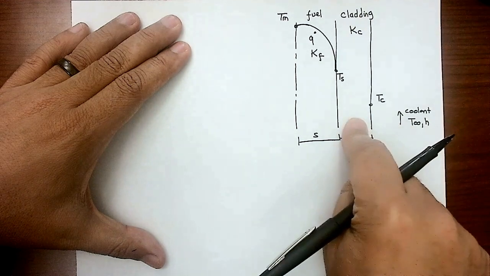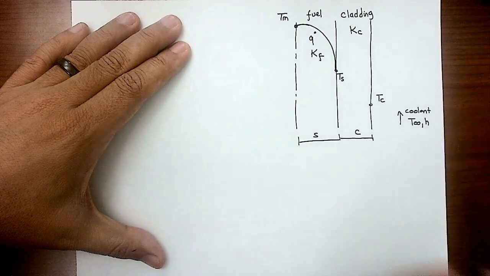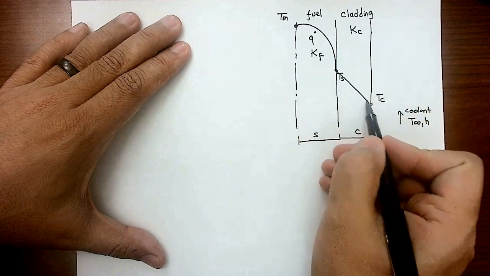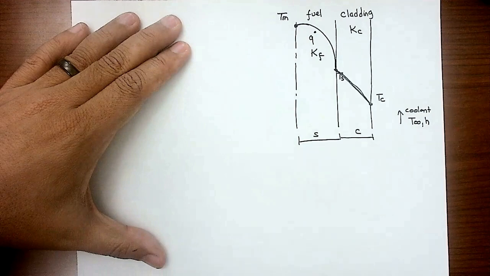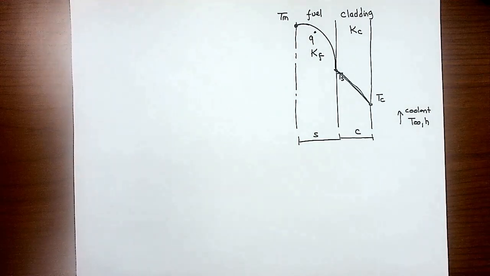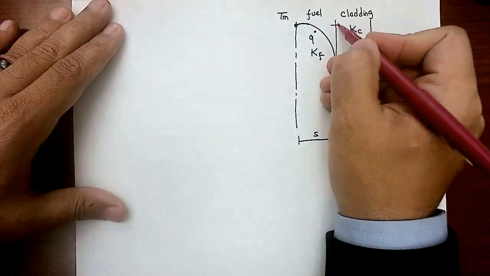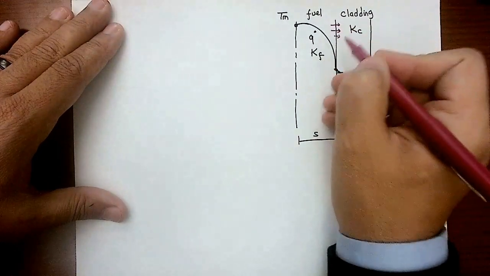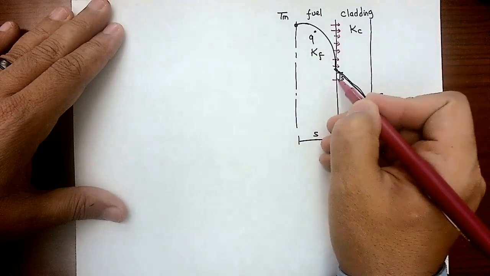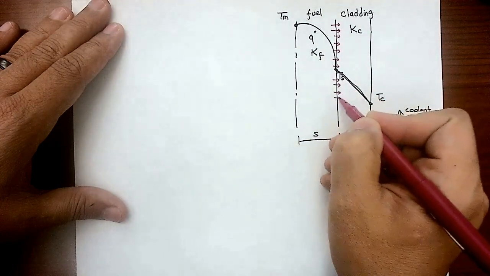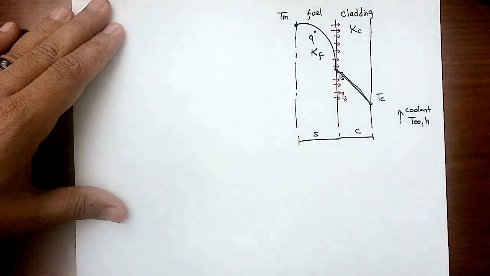In the cladding, it's solid, but it doesn't have heat generation. I will go back to the original assumption that everything changes linearly here. So the temperature will change linearly. Okay? Then I know that there is a certain quantity of heat that will be dissipated from the nuclear fuel, and that quantity is called what? It's called Q_S.